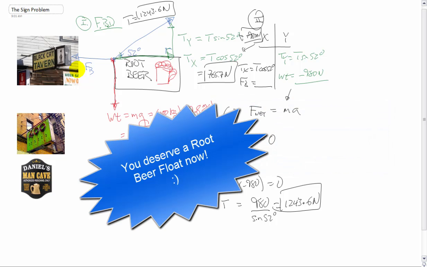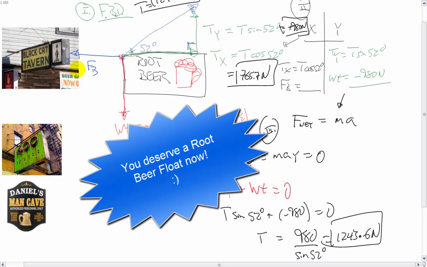So in a nutshell, this is a classic example of static equilibrium in two dimensions.